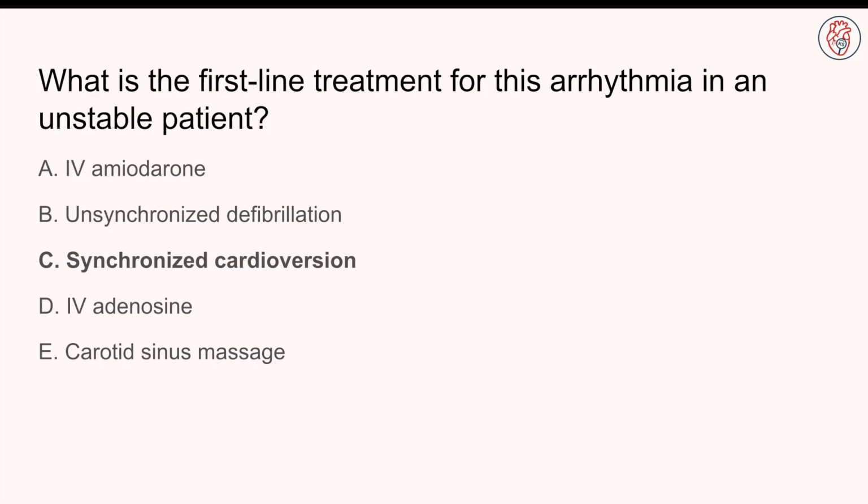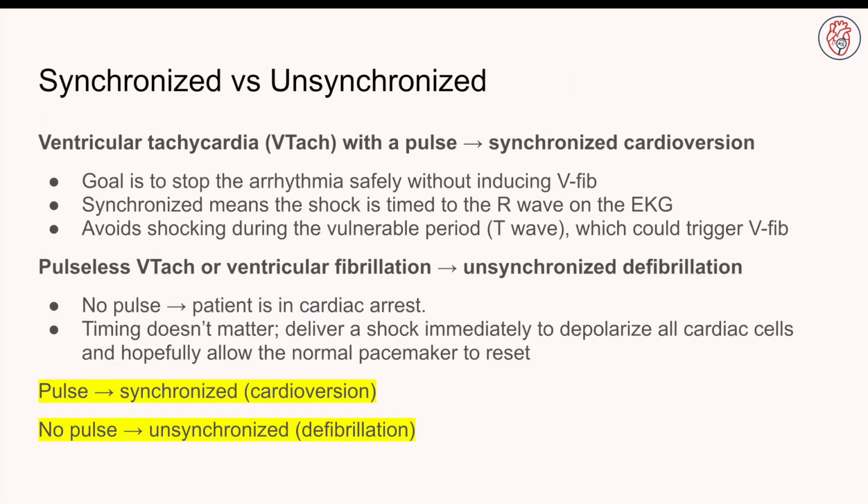Hopefully you said synchronized cardioversion. All right, so a little bit of a lesson here. Ventricular tachycardia, or VTAC, with a pulse, you're going to use synchronized cardioversion. The pulse is important here. The goal is to stop the arrhythmia safely without inducing V-fib. So synchronized just means that the shock is going to be timed to the R wave on the EKG. And this is super important because what you don't want to have happen is a shock that happens during that vulnerable period of the T wave, which can then trigger VFib.